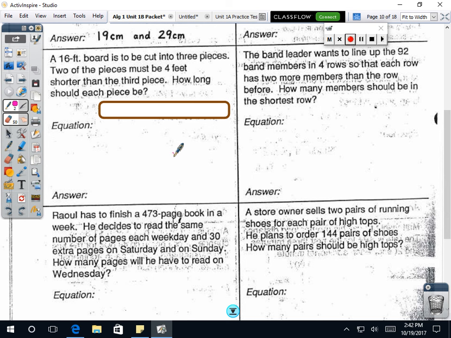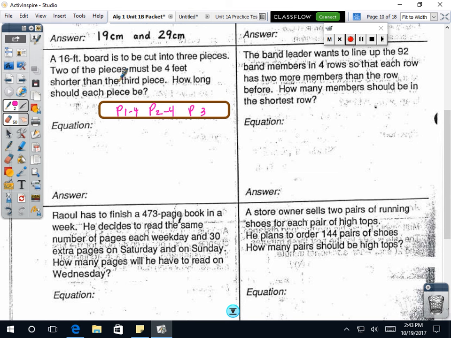A 16-foot board is to be cut into 3 pieces. So here's your 16-foot board. We're going to cut it into 3 pieces. Piece 1, piece 2, and piece 3. Two of the pieces must be 4 feet shorter than the third piece. Pay attention. The third piece isn't changing. The other two are going to be what? 4 feet shorter. How do you represent that? -4, -4, right? We're taking 4 feet away from each of the first two pieces.